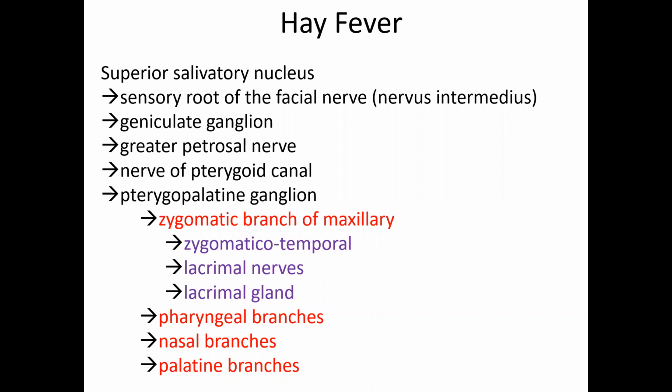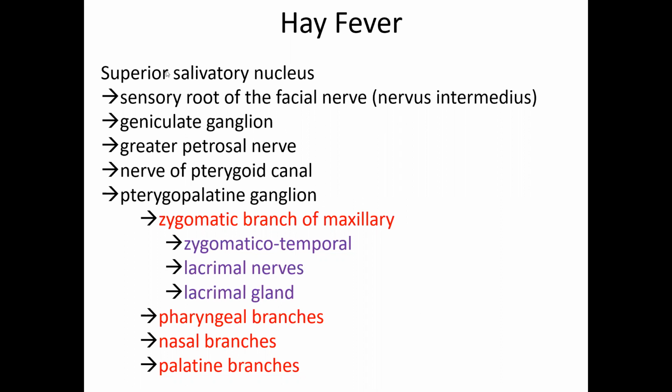From the pterygopalatine ganglion, there are multiple branches. One of them is the zygomatic branch of the maxillary, which gives the zygomaticotemporal and lacrimal branches, supplying the lacrimal gland. But from the pterygopalatine ganglion are also given nasopharyngeal branches, nasal branches, and palatine branches. So, the pterygopalatine ganglion supplies 4 glands: the lacrimal gland, glands of the pharyngeal mucosa, glands of the nasal mucosa, and glands of the mucosa of the palate.